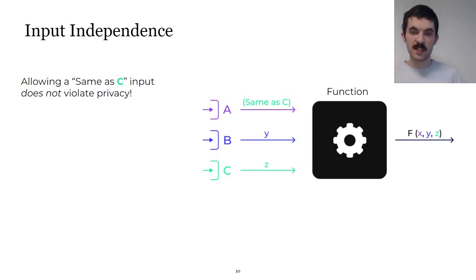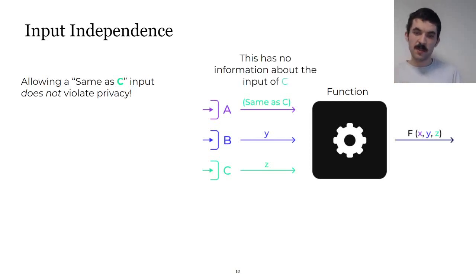So in this concrete example, it says, I want to input the same value as party C. It's important to note here that saying, I want to input the same as party C, contains no information about what party C actually inputted. It's just saying I want to do the same as this person without actually knowing what that thing was. And this is important because it shows that input independence is not the same as privacy. It's a distinct, separate feature, if you will, of MPC, or property that we would like to have.